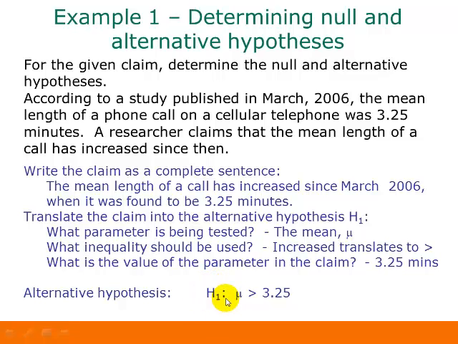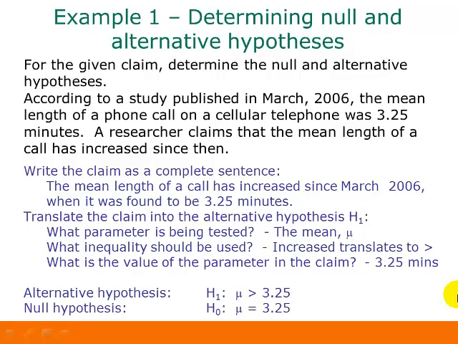So we can take those three things and translate it into our alternative hypothesis, and that is H1. We always write our hypotheses this way, either H1 or H0, and then a colon, and then we have the mathematical symbols after that. So our parameter is mu, our inequality is greater than, and the value of the parameter in the claim was 3.25. So there's our alternative hypothesis.